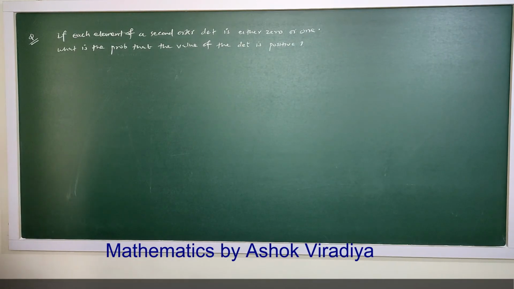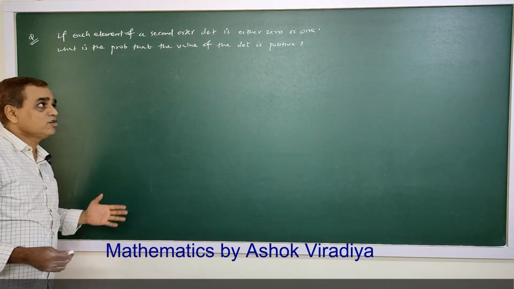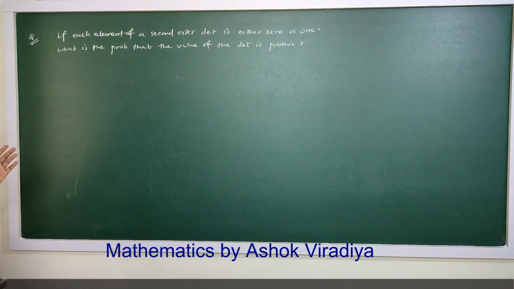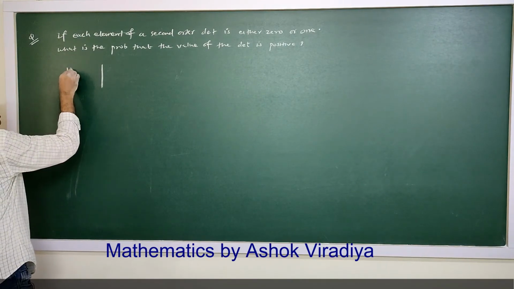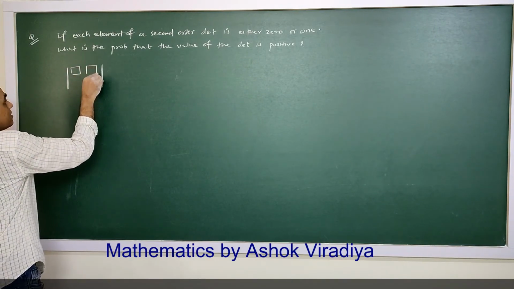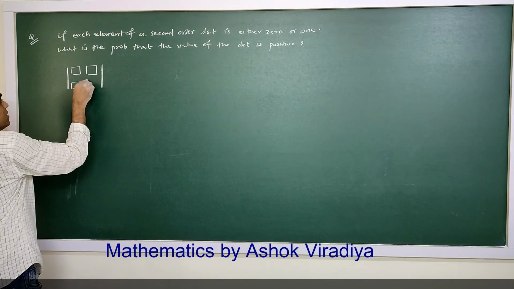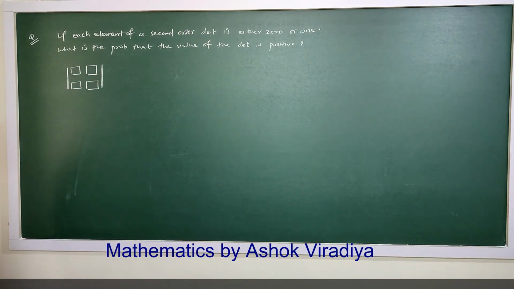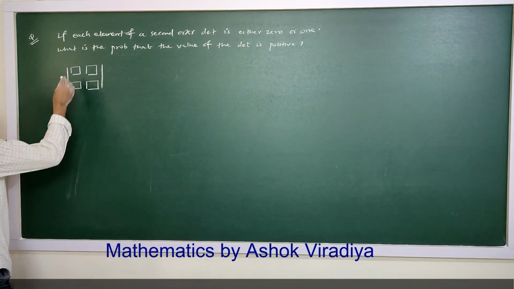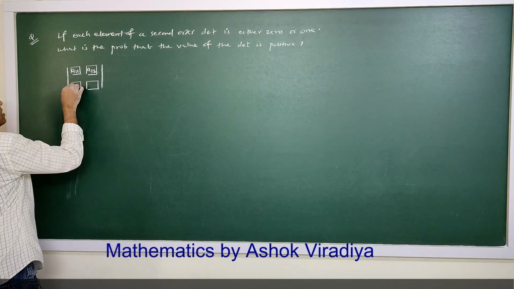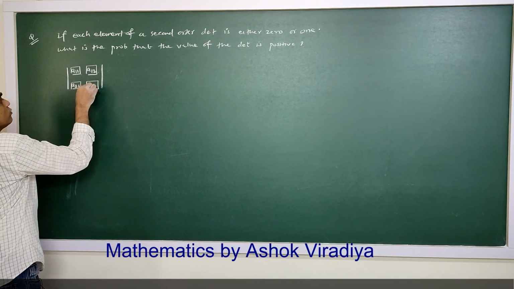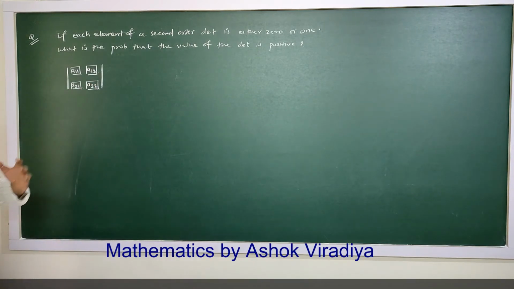If each element of a second order determinant is either 0 or 1, what is the probability that the value of the determinant is positive? Say here in a second order determinant, each element is either 1 or 0. So here we say this is A11, this is A12, A21, A22. Each entry is either 1 or 0.